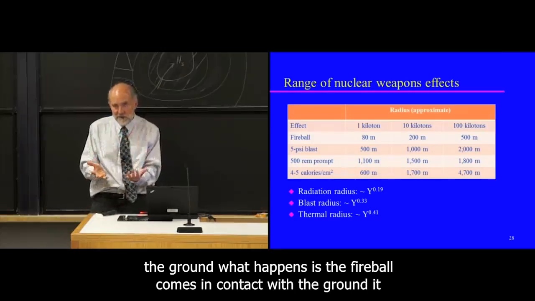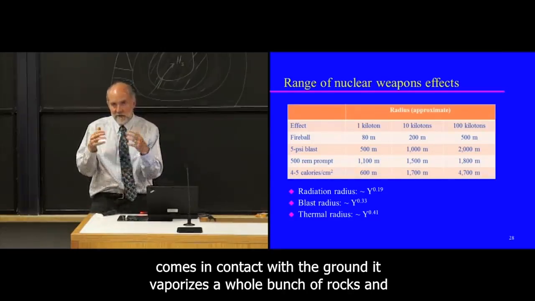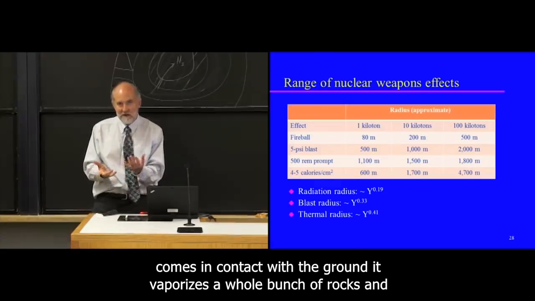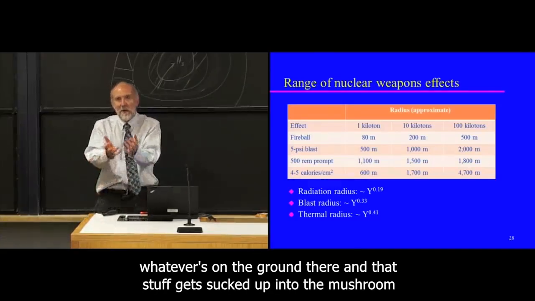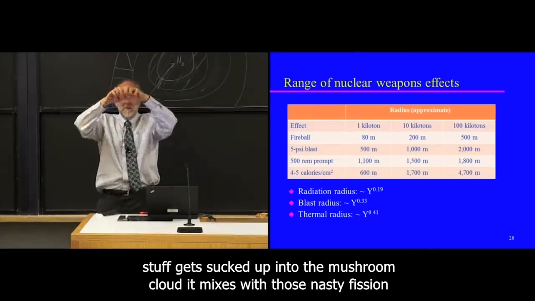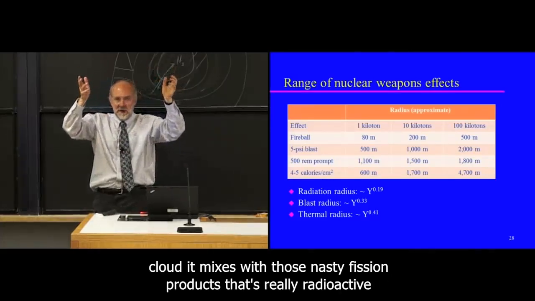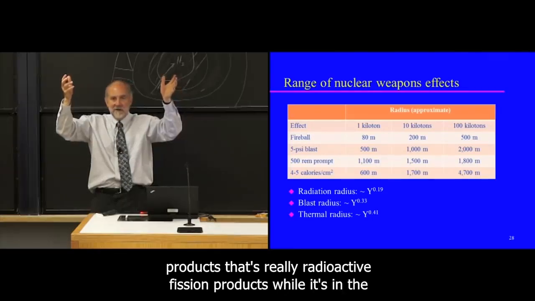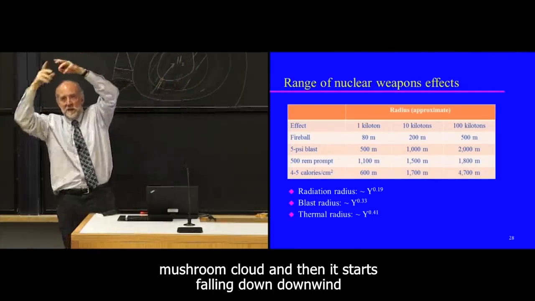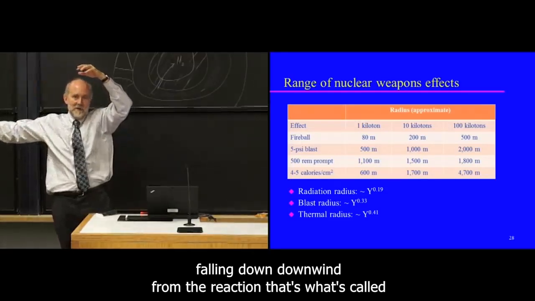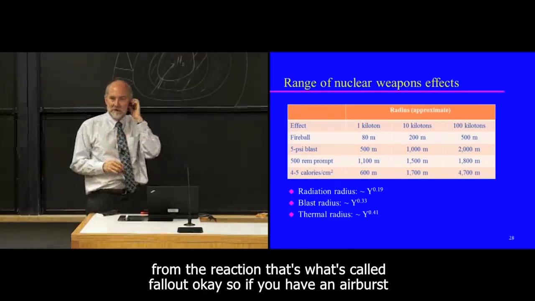But if you're on the ground or close to the ground, what happens is the fireball comes in contact with the ground, it vaporizes a whole bunch of rock, sand, whatever's on the ground there, and that stuff gets sucked up into the mushroom cloud. It mixes with those nasty, really radioactive fission products while it's in the mushroom cloud, and then it starts falling down downwind from the reaction. That's what's called fallout. Okay?